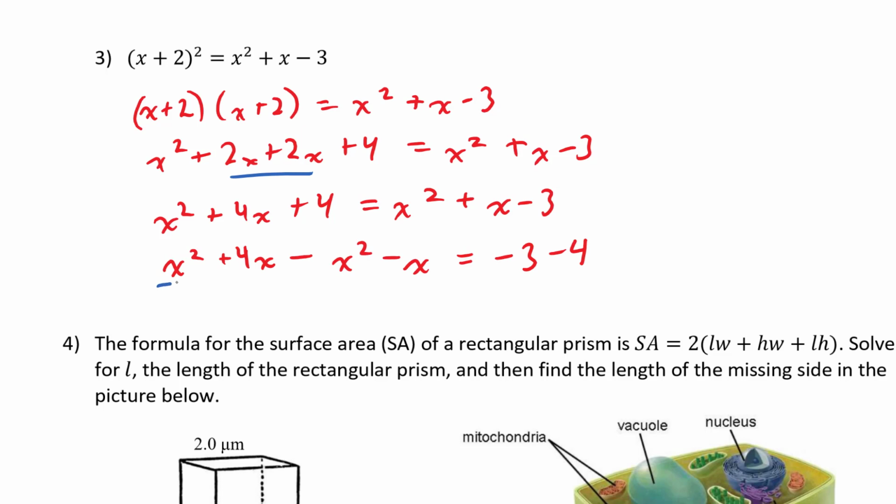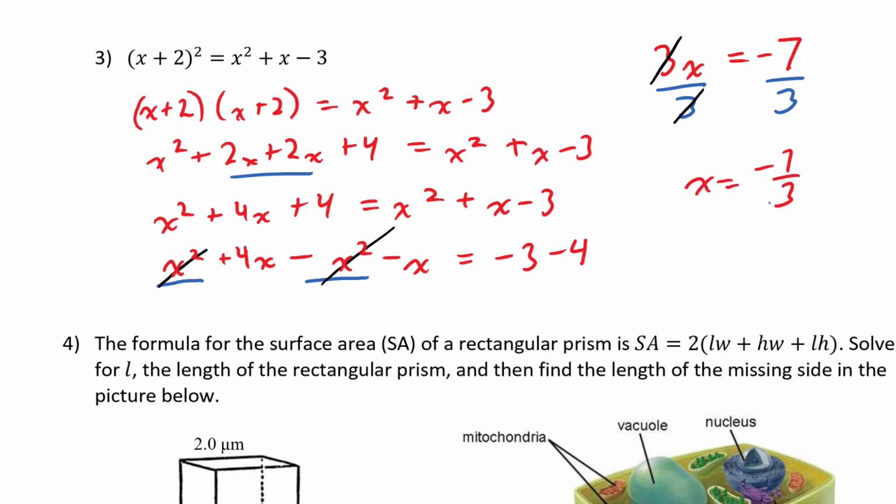Look at this. We have x squared minus x squared. 0x squared. So these just cancel each other out. 4 minus x, this is equal to 3x. Minus 3 minus 4, minus 7. I will then divide both sides by 3 to isolate x on its own. And x is equal to minus 7 over 3.